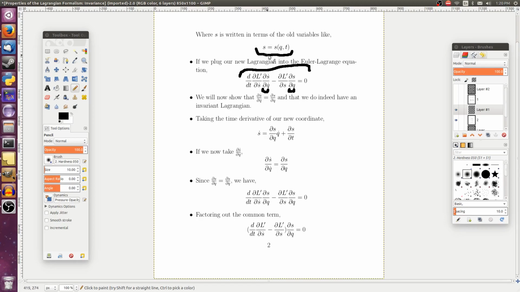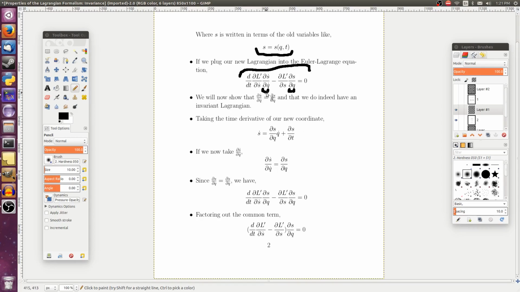So since S was equal to S of Q of T, so it's a function of Q and T, if we want to take the time derivative of it, which is what we're going to need, since we're going to need to take S dot with respect to Q dot, we're going to need S dot. So we'll go ahead and do that. And we have to take the total derivative of this with respect to time, since we need S dot, which means we need to take partial S over partial Q, and then chain rule tells you to multiply it by Q dot, so dq over dt. And then we have just time by itself, so we have partial S over partial T.